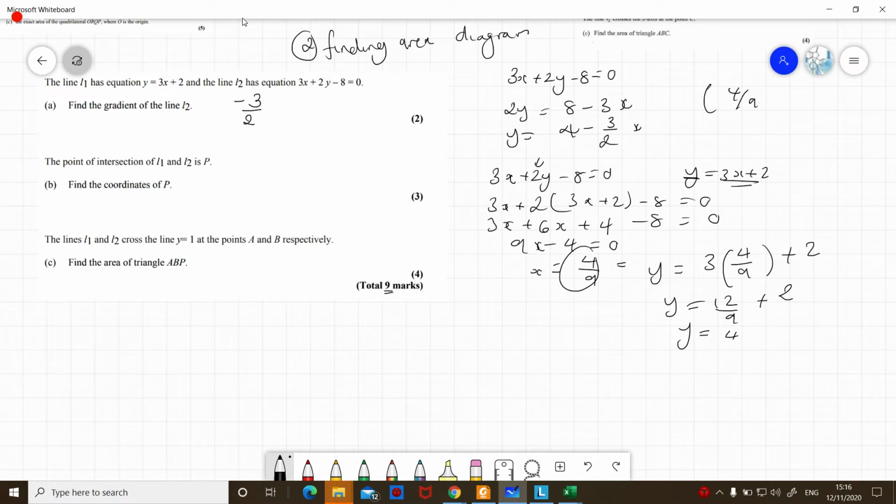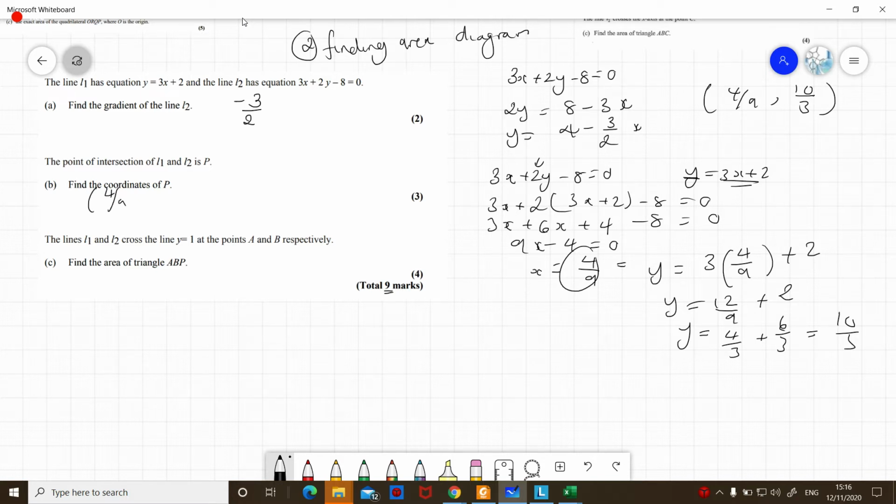So 3 times 4, y is equal to 12 over 9 plus 2, and then y will be equal to 12 over 9, which is 4 over 3, and I'm going to change the 2 into 6 over 3. So 4 plus 6 is 10 over 3. And 10 over 3 is going to be 3.3. 10 divided by 3 is 3.3. So my point, I'm going to leave my answers like this.